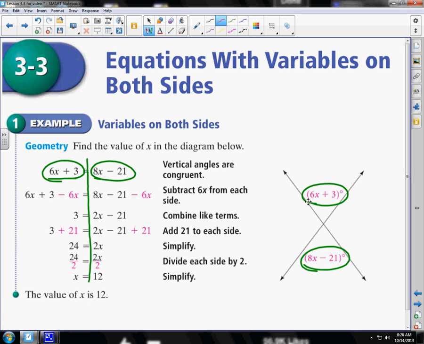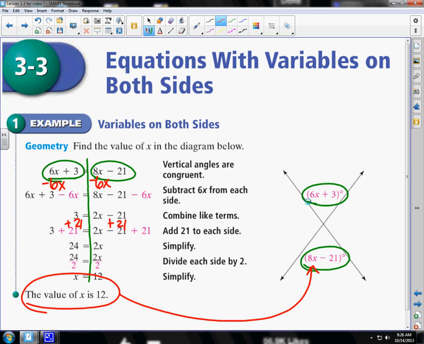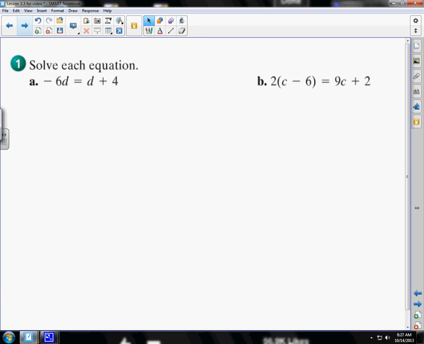Then what they did is they minus 6x from both sides, so then you're left with 2x minus 21 equals 3, and then they added 21 to both sides. So pretty simple. The value of x is 12, and then you have to put that in 8 times 12 minus 21 and 6 times 12 minus 21 to get your answer. I'm pretty confident that you can do this pretty easily. So, try each of these equations, and then we will go over it.